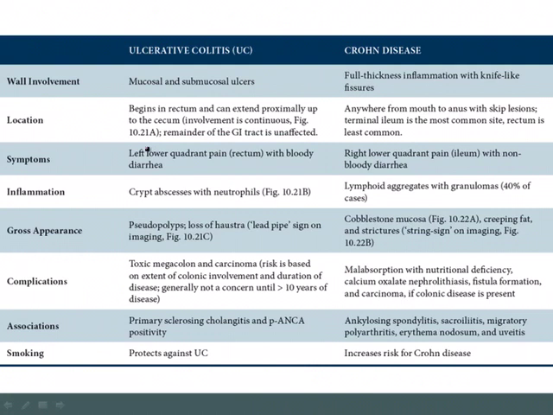Now, because it's restricted to the colon, and particularly the rectum, you're going to have left lower quadrant pain. The left lower quadrant is where the rectum is located, and of course these patients are going to have bloody diarrhea. Now, when you ask yourself what is the key histologic hallmark of ulcerative colitis, the answer is that it is a crypt abscess. So what is a crypt abscess?